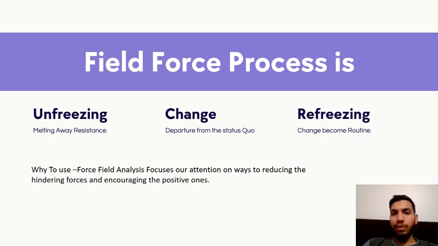The force field process is unfreezing, melting away the resistance, then the change, that is the departure from the status equilibrium, and the refreezing, where the change becomes routine. I will further explain these three things in the diagram I have included in my presentation, and why we use force field analysis to focus on the tensions, on ways of reducing the hindering forces and encouraging the positive ones.